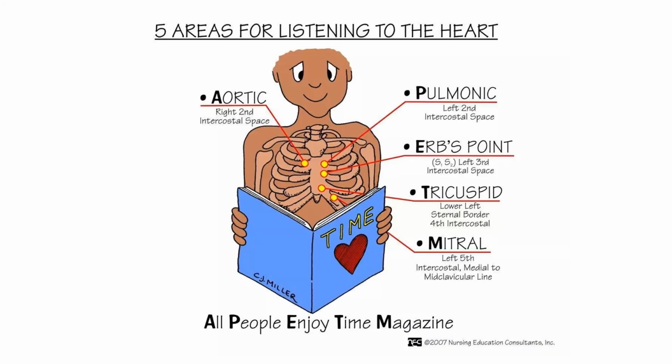Here are the 5 areas for listening to the heart. You did this in your physical assessment. You have your aortic, pulmonic, Erb's point, tricuspid, and mitral. Remember, the mitral is where we listen to that apical pulse. A way to remember them is All People Enjoy Time Magazine. So there is just a tidbit on looking at your heart sounds.